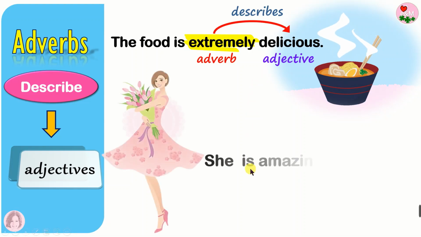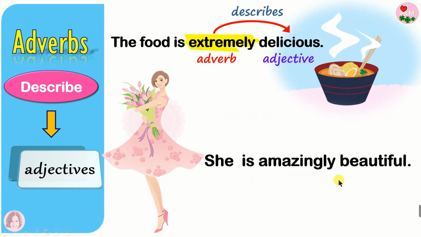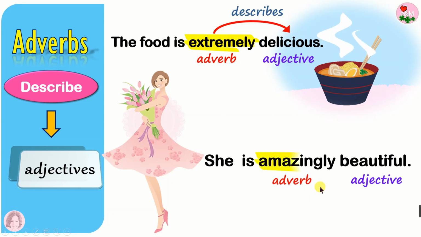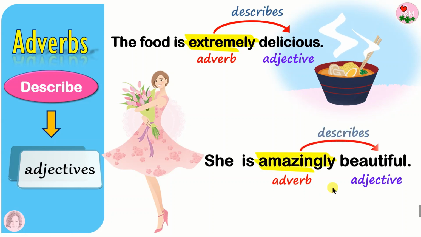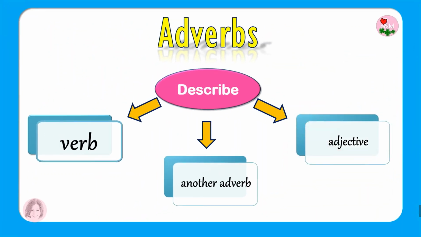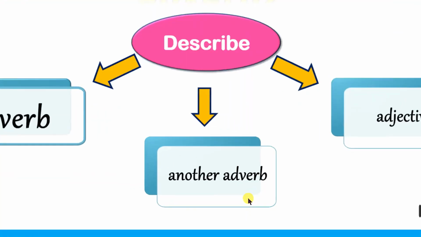One more example. She is amazingly beautiful. Beautiful is an adjective, and the adverb amazingly describes the adjective beautiful. How beautiful is she? Amazingly beautiful. Again, amazingly is an adverb of degree. So now let's look at some examples of adverbs that describe another adverb.